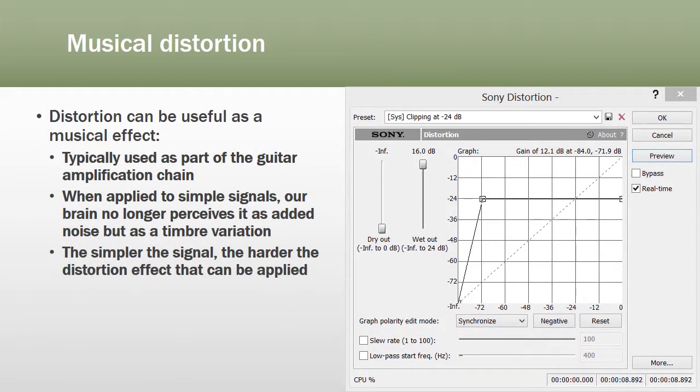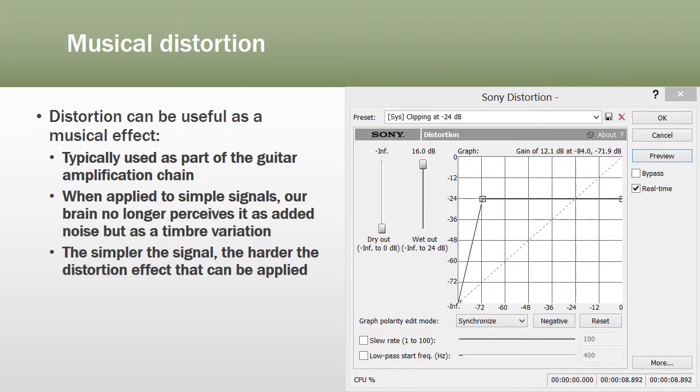Not all distortion is undesirable. Distortion can be useful as a musical effect. It is typically used as a part of the guitar amplification chain, or also the bass. When applied to simple signals, our brain no longer perceives this distortion as added noise, but as a timbre variation instead. The simpler the signal, the harder the distortion effect that can be applied without it being perceived as noise.